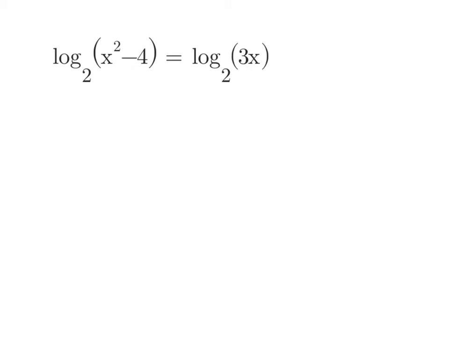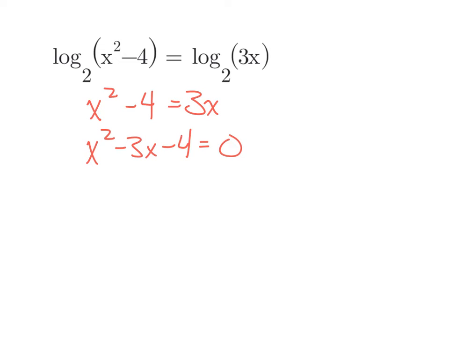Here's one where you have to be a little bit more cautious. Log base 2 of x squared minus 4 is equal to log base 2 of 3x. Since our logs have the same base, that means that x squared minus 4 has to equal 3x. Now this is quadratic, and remember that we solve quadratics by getting it equal to 0 first. So I'm going to subtract 3x from both sides to get the right side to be 0.